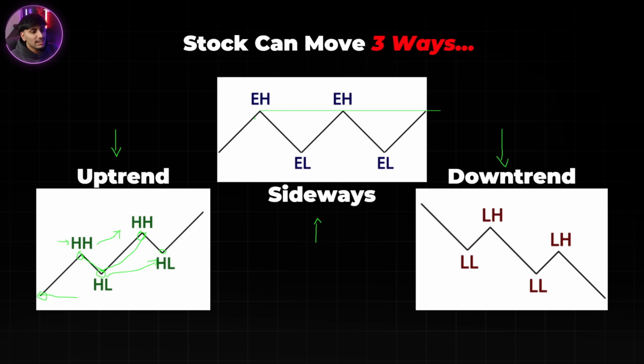For sideways action, it's pretty simple. We have equal highs, meaning that the stock is continuously in range and there is no real move to the upside or downside, which means buyers and sellers believe that the stock is at a fair price.